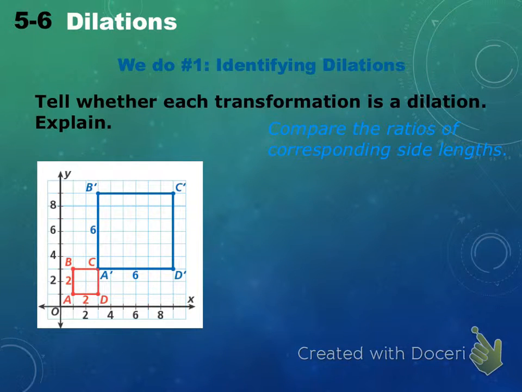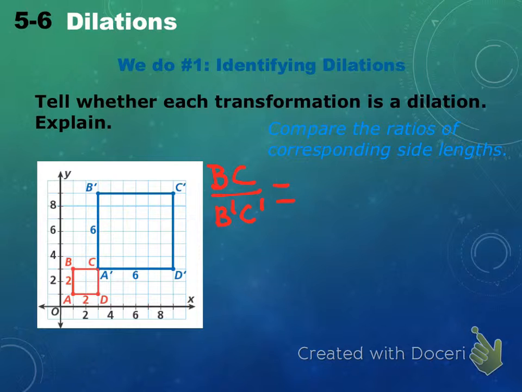So how are we going to do this? Let's look at this number 1 here. What it's asking us to do is to tell whether each transformation is a dilation and why or why not. So when you do that, you need to compare the ratios of corresponding side lengths. Like if we look at the length BC, we're going to compare it to B prime C prime, because that's the corresponding side.